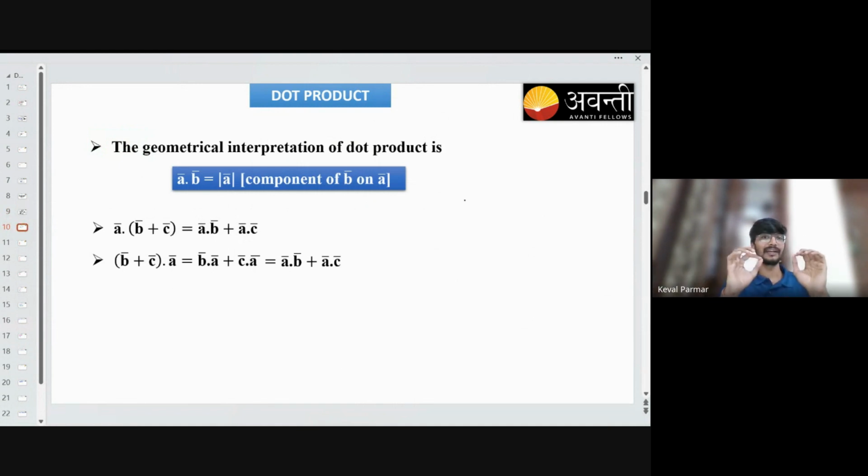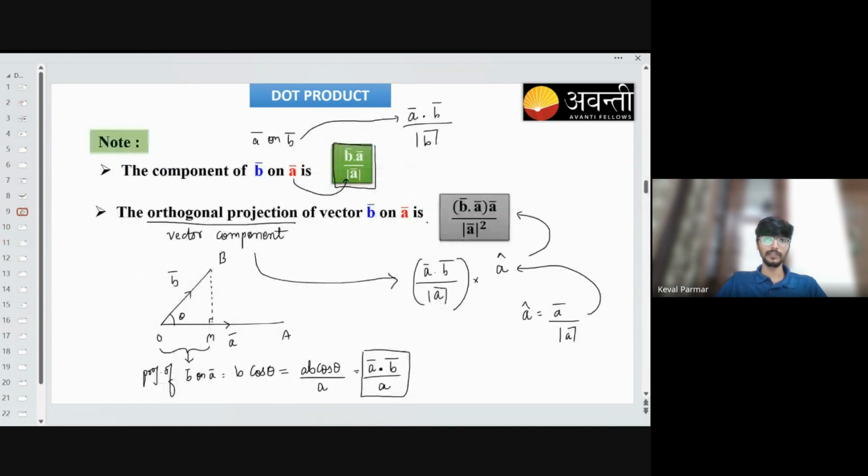The geometrical interpretation of dot product. So this is nothing new, just we cross multiplied. इसको ही क्रॉस मल्टीप्लाई कर दिया.